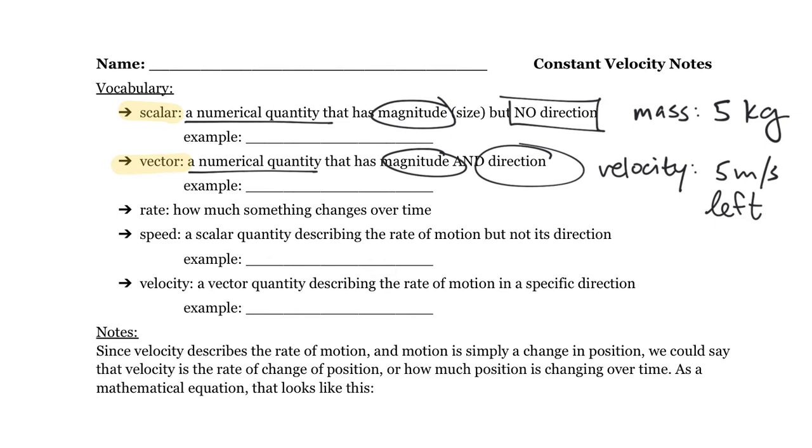I forgot, we have blanks down here for examples. Scalar, we said the example was mass, and vector, our example was velocity.